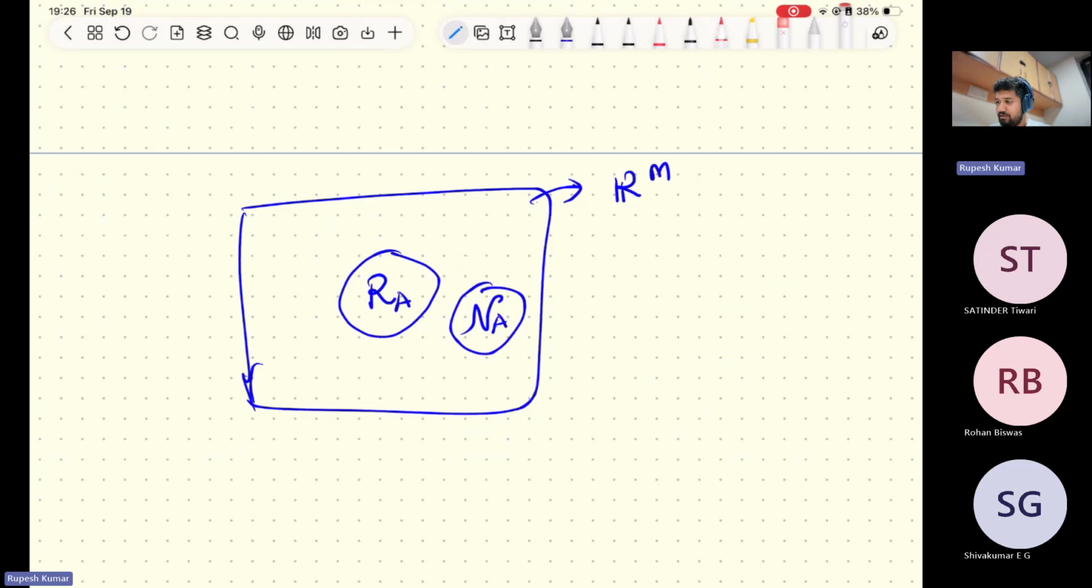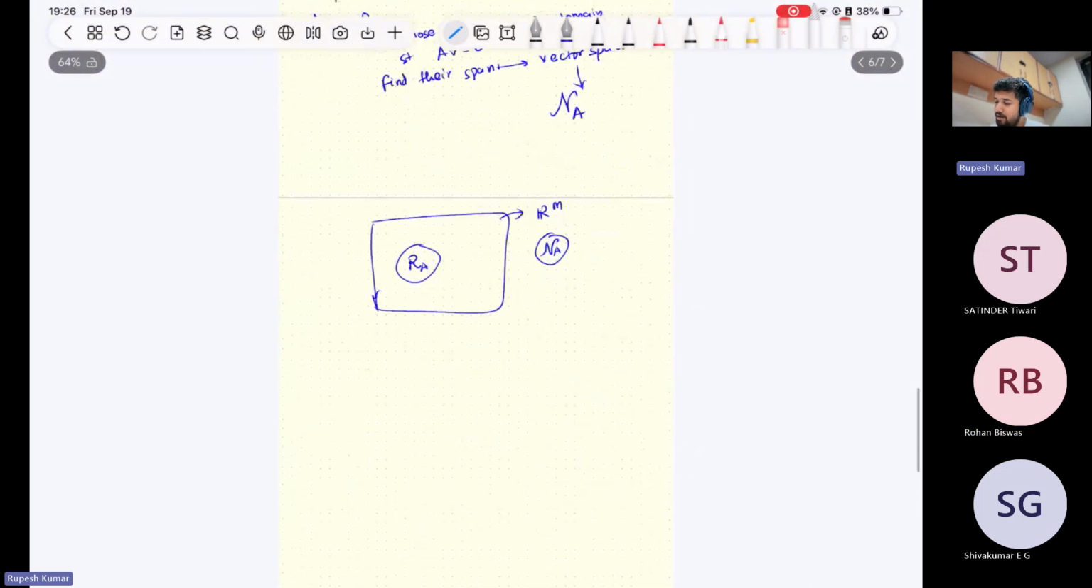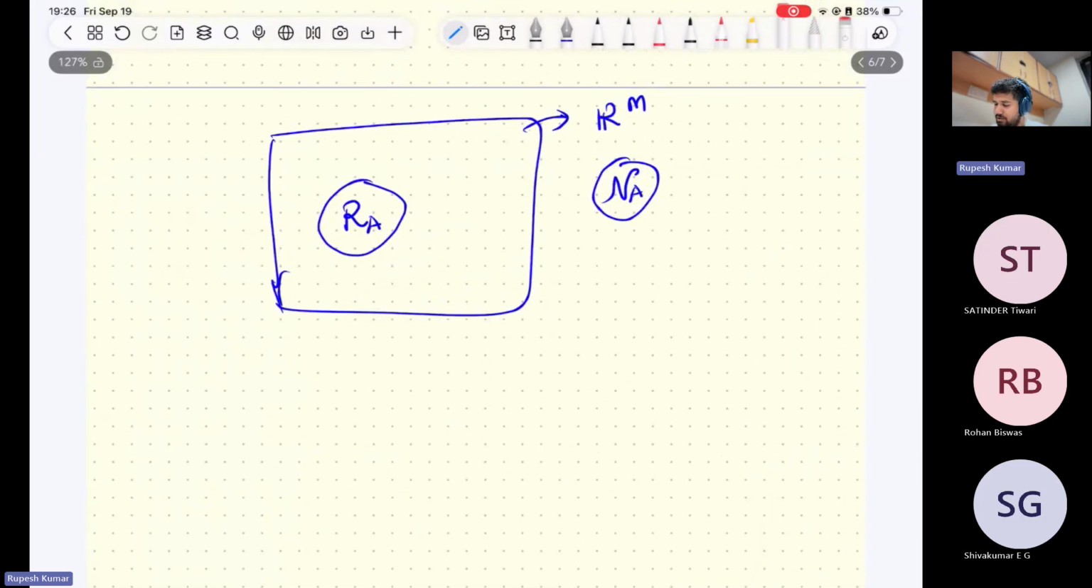These are disjoint sets. Sir, N of A should not be in this part, right? N of A is coming from Rn. Oh, right, it should be N of A transpose. Yeah, we will see that. Let's ignore that here. Yeah, you're right.